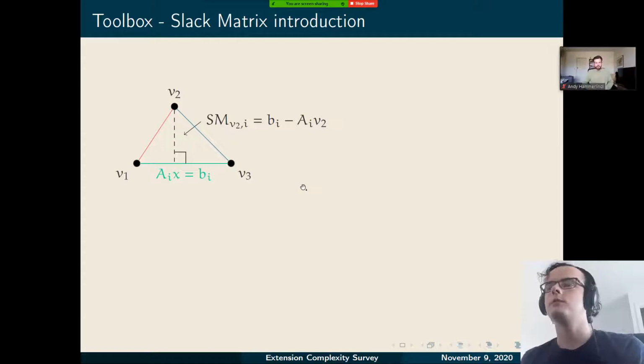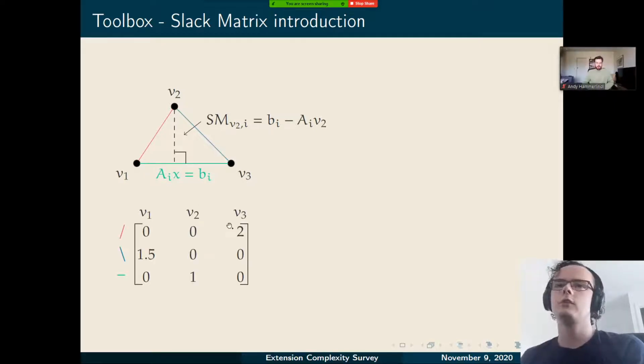So the first tool in our toolbox is the slack matrix, and probably the most basic. For a particular polytope, we're going to define this matrix where the rows correspond to the constraints or planes that define our shape, and the columns are enumerated by the vertices of the polytope. In this case, we've got 3 constraints and 3 vertices, and the entries in the matrix are essentially a scaled version of the distance between that particular vertex and the constraint.